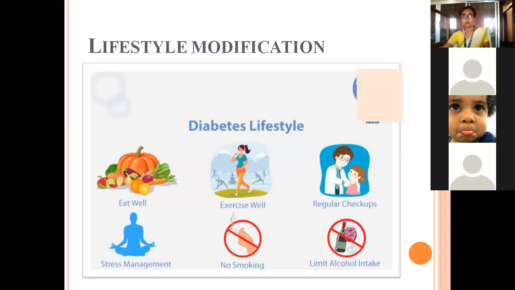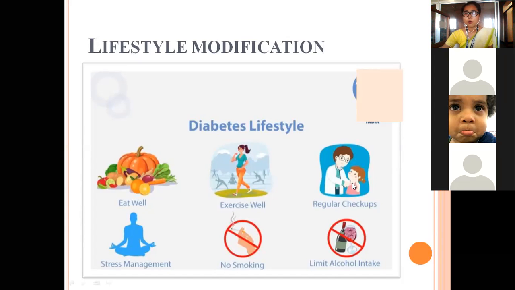And if the person already has diabetes, then he or she should reduce the amount of sugar intake and exercise well. Means a person should be physically active. In a week, a person should do exercise at least 3 times for at least 30 minutes. And regular checkup.